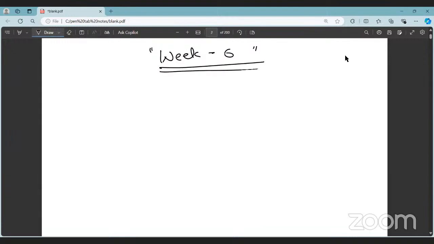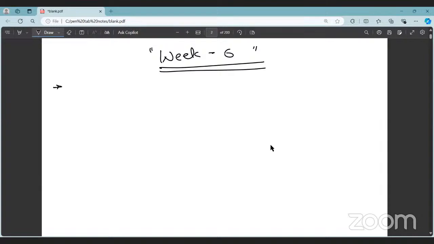So this session is dedicated to week 6 theory, particularly. In week 6, we discuss a very useful function called the logarithmic function. Okay, I'll share the PDF at the end. So let me give some motivation for how log comes into the picture.